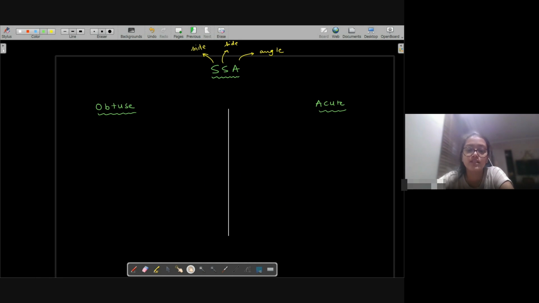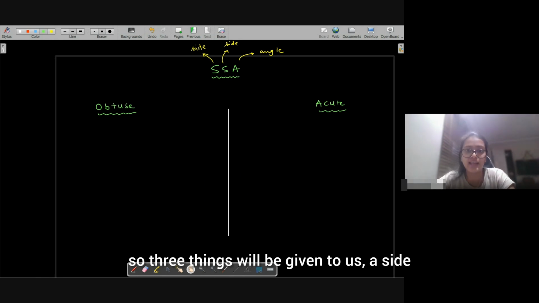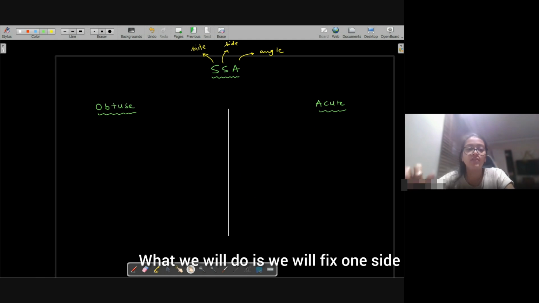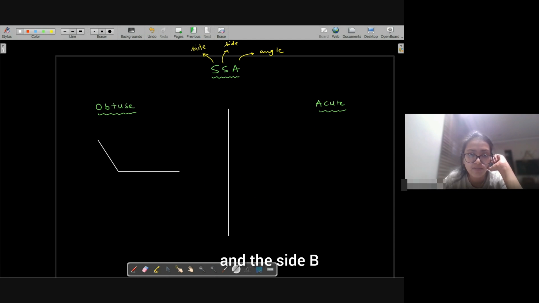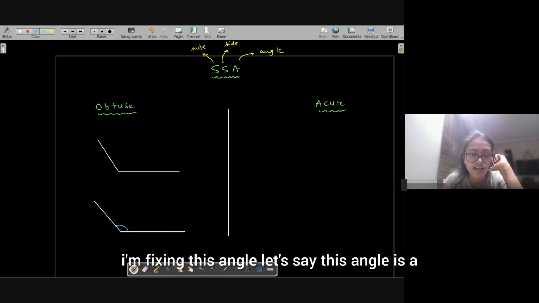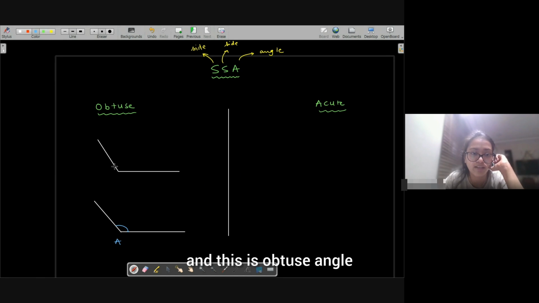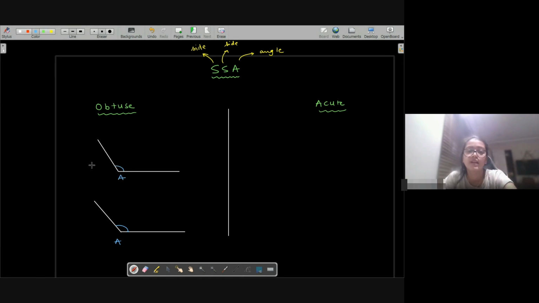So see, Sana, three things will be given to us: two sides and an angle. What we will do is, we will fix one side, side B, small b, and we will fix one angle. Okay, so now understand this. I'm fixing angle A, the obtuse angle, and the side B. I'm fixing this angle. Let's say this angle is A, and this is obtuse angle. Okay, and I'm fixing small b.